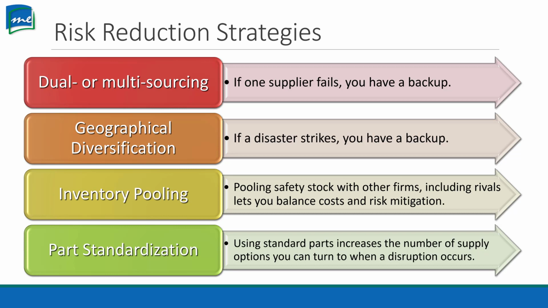Inventory pooling. So pooling your safety stock with other firms, including rivals, lets you balance the cost and risk mitigation. So sometimes a supplier says you need to have a minimum order quantity of, let's say, 100. But your company only needs 10. You don't want to spend the money to get 100 because you only need 10. Well, there might be a purchasing co-op, or you can go in with a rival and say, I only need 10. Do you know anybody who needs 90? So we can get this minimum order quantity of 100. And you can work together.